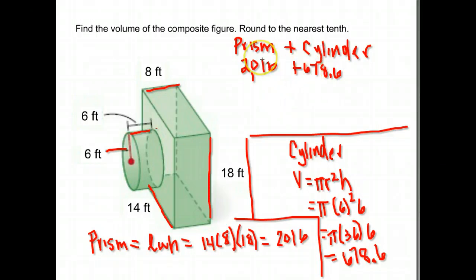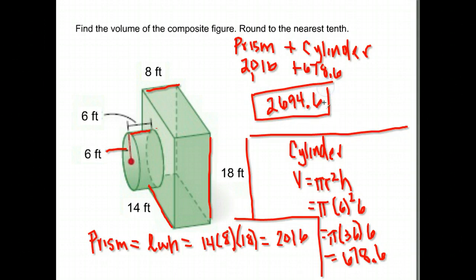We go ahead and add those together, and we will have our total volume for this composite figure. 2016 plus 678.6 is 2,694.6. And there you have it. That is the volume of our composite figure, rounded to the nearest tenth.